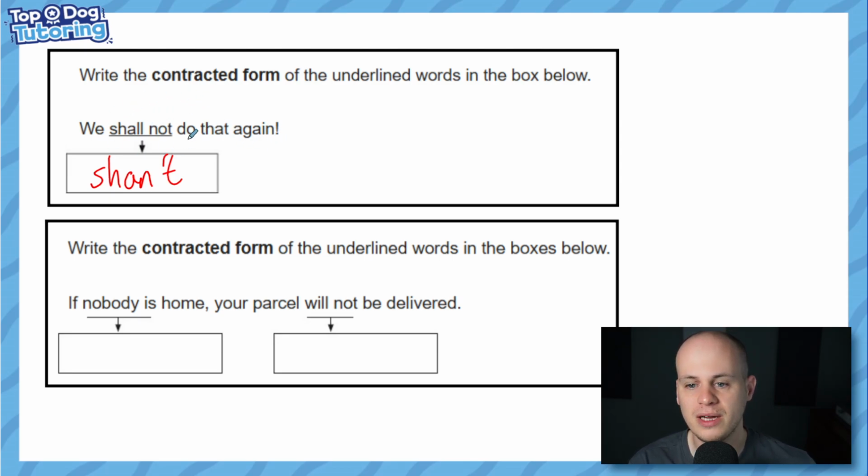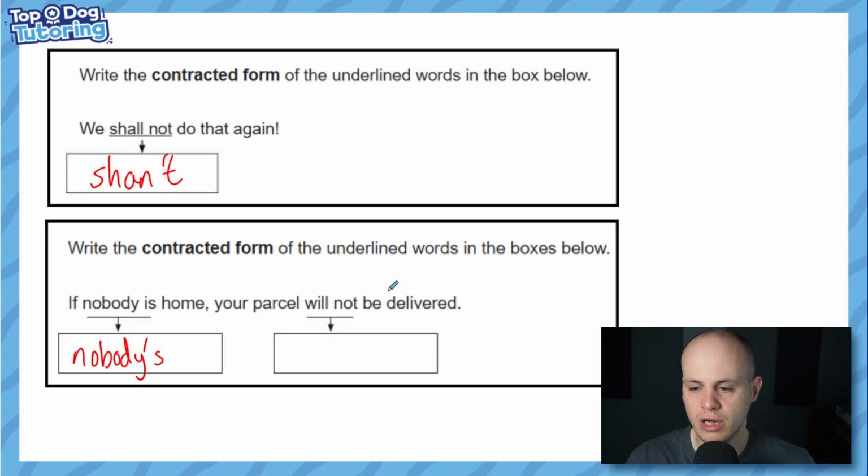We call this an abstract contraction because we've got shall not. We've kind of dropped the two L's and we've dropped the O and we've put the apostrophe between the N and the T. It's a bit abstract because it doesn't quite fit the simple rule that we looked at in the last one. Okay, look at the second question with me. How do we contract nobody is? Well, we quite often contract the word is into a word, don't we? Like it is. Then we simply put the first word, apostrophe S. We end up dropping the I. So nobody's home. Nobody's home.